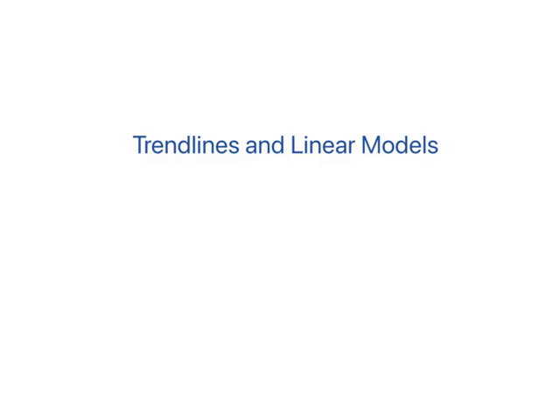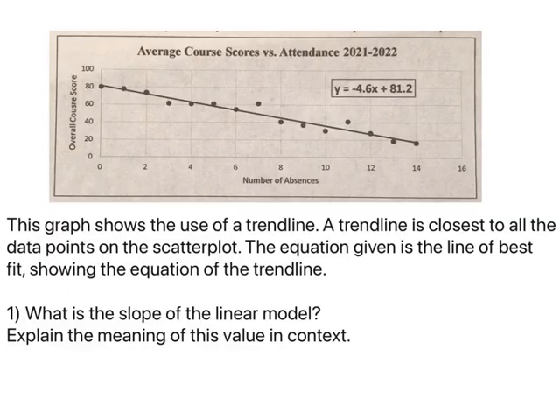Let's talk trend lines and linear models. Here we see a graph. It shows the use of a trend line. A trend line is the line that is closest to all the data points on a scatter plot. This equation gives the line of best fit, which then shows the equation of the trend line.